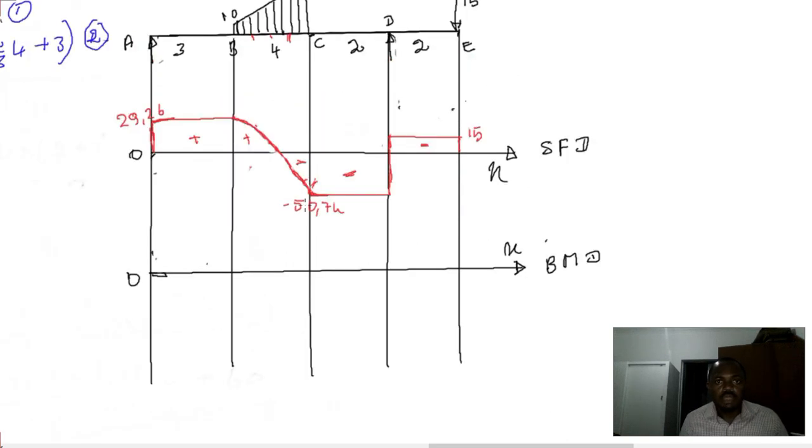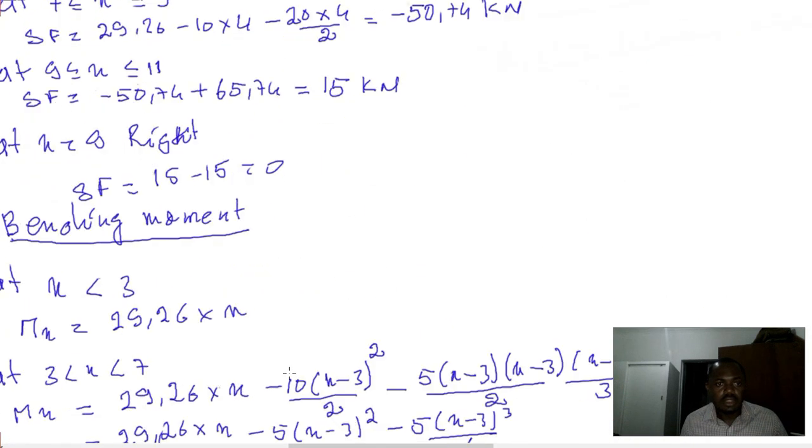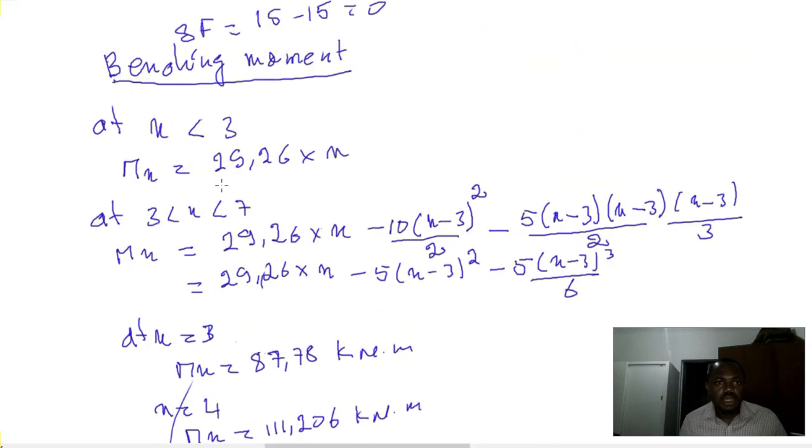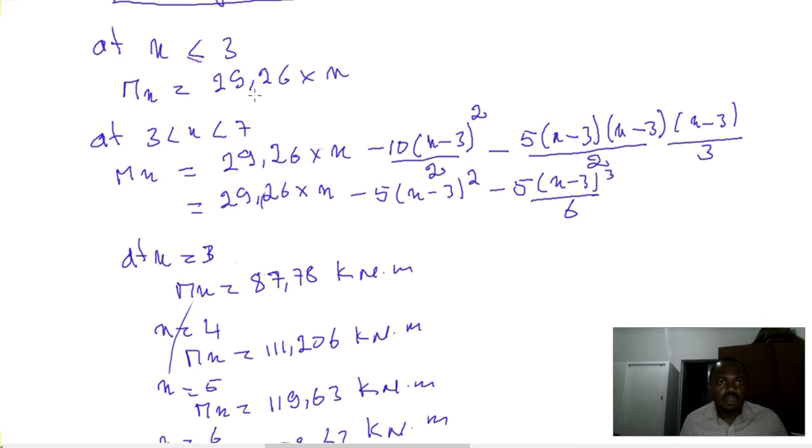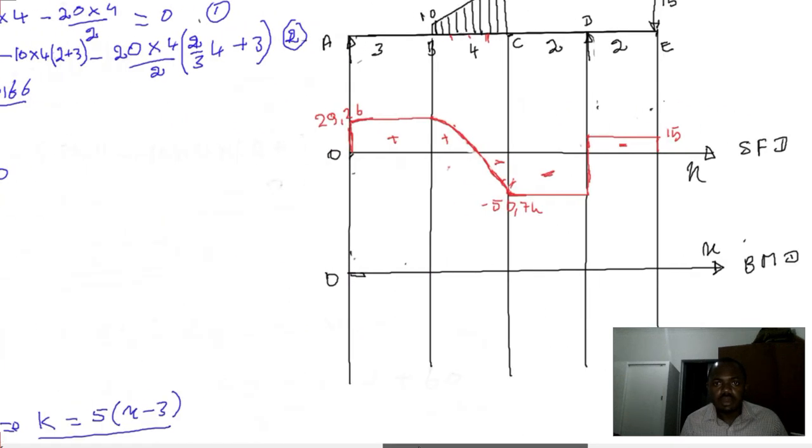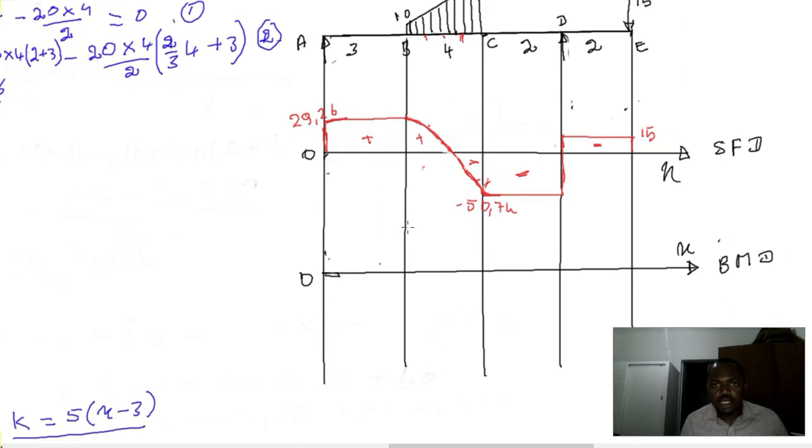Now we must draw the bending moment based on our previous calculation, which is here. For the bending moment at x less than or equal to 3, we will have 29 times x. This is positive, which means at x equal to 3 we will have 29 times 3.